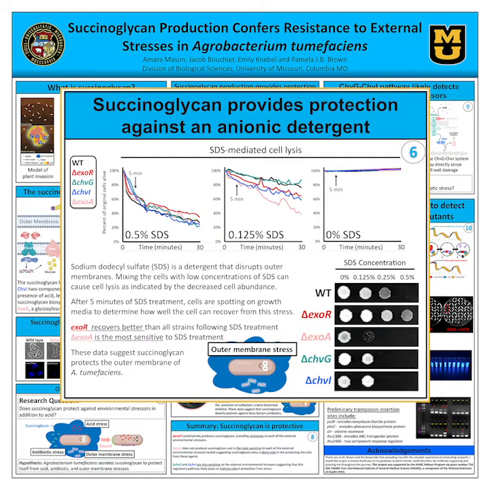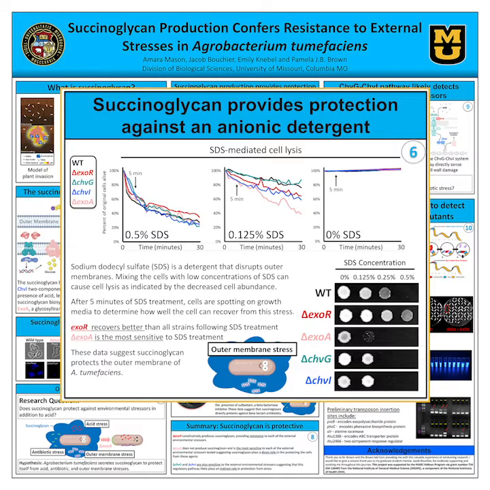Next, in panel 6, I used the detergent sodium dodecyl sulfate, or SDS, to test if succinoglycan provides protection from membrane disruptors. In the top panel, we monitor the optical density of the cells in the presence or absence of detergents. As you can see, in the absence, the cells remain in suspension. In contrast, very small amounts of detergent cause the cells to lyse, leading to a decrease in cell density over time. In the spot assay, we wanted to determine if cells can recover from the detergent treatment.